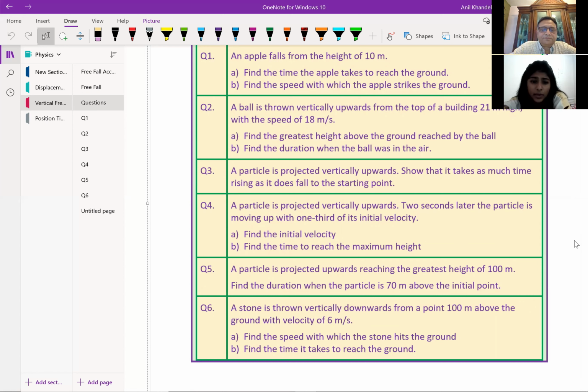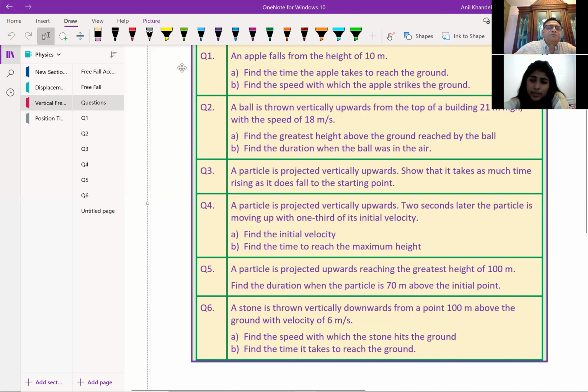Question 6. A stone is thrown vertically downwards from a point 100 meters above the ground with velocity of 6 meters per second. A, find the speed with which the stone hits the ground. B, find the time it takes to reach the ground. Perfect. So I've tried to take all the type of examples which you'll normally see under this topic, correct?